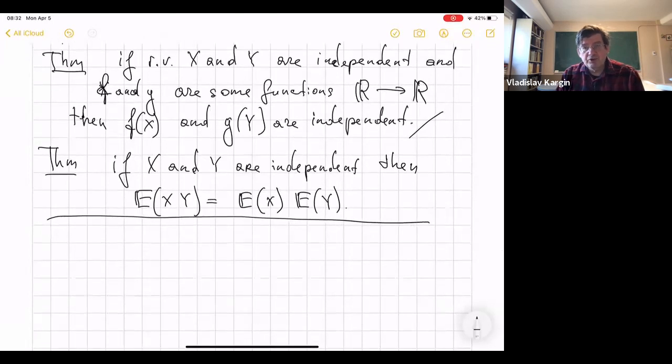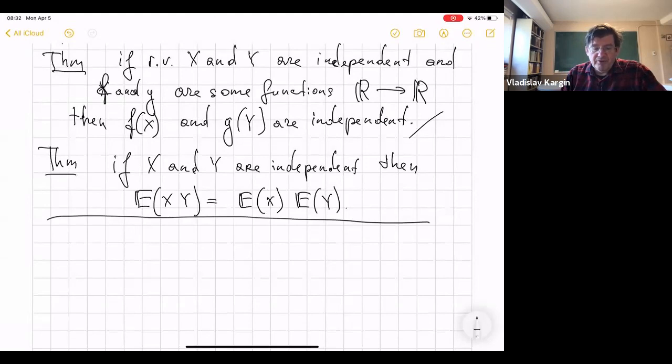And this is not true in general. We know that the expectation of a sum is always equal to the sum of the expectations for any random variables, dependent or not dependent. But for the product, it's only true if they're independent. Well, it might happen by accident in other cases, but generally it's only true if they're independent.